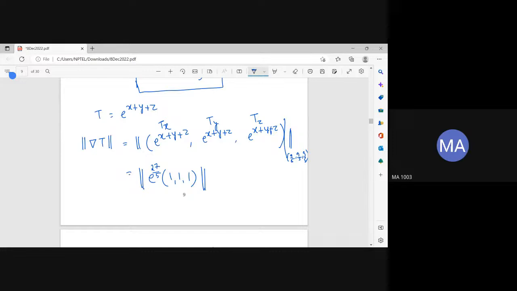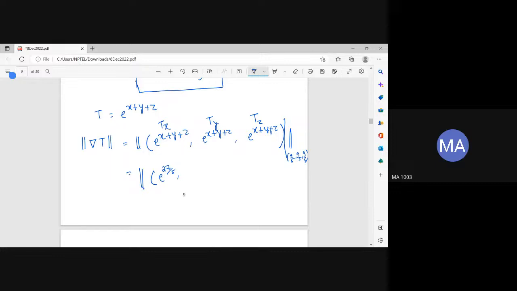Yes, ma'am. Or I'll write it as e power. Yes, you are substituting, no, ma'am. 9 by 5. Yeah. Okay. X plus y plus z. So 9 by 5 plus 9 by 5 plus 9 by 5. Sure. E power 27 by 5. I can write this as e power 27 by 5 into the vector 1, 1, 1, right?